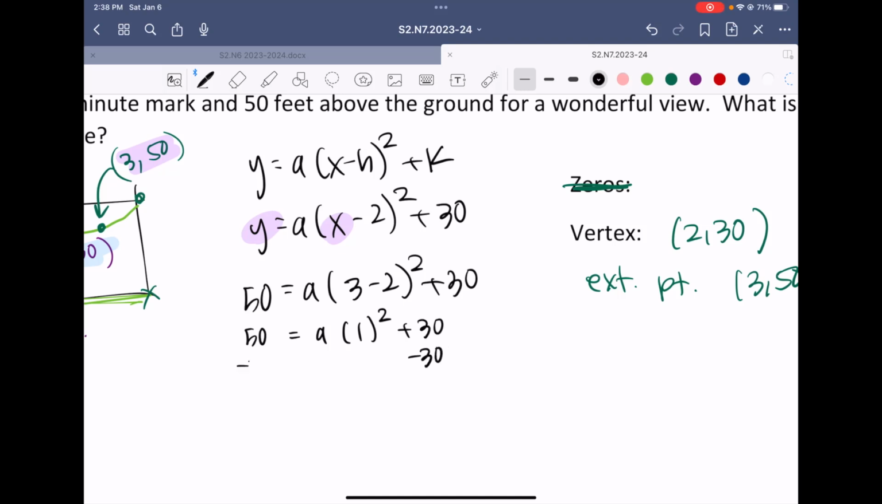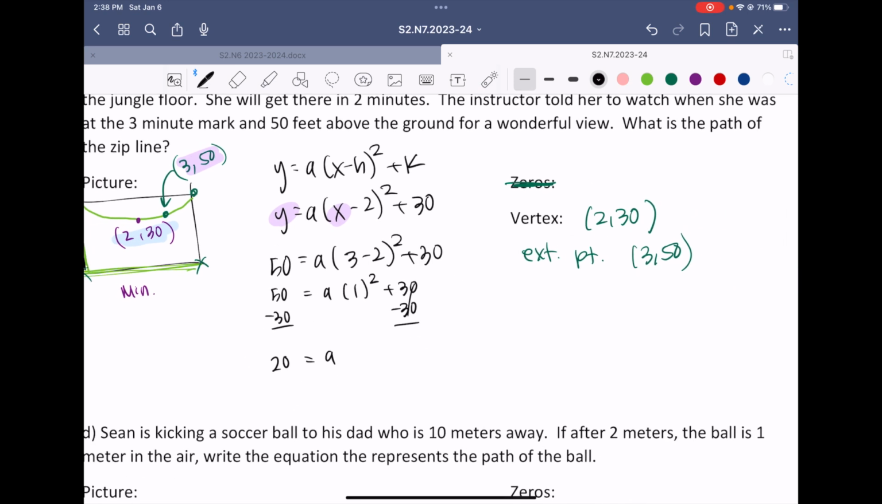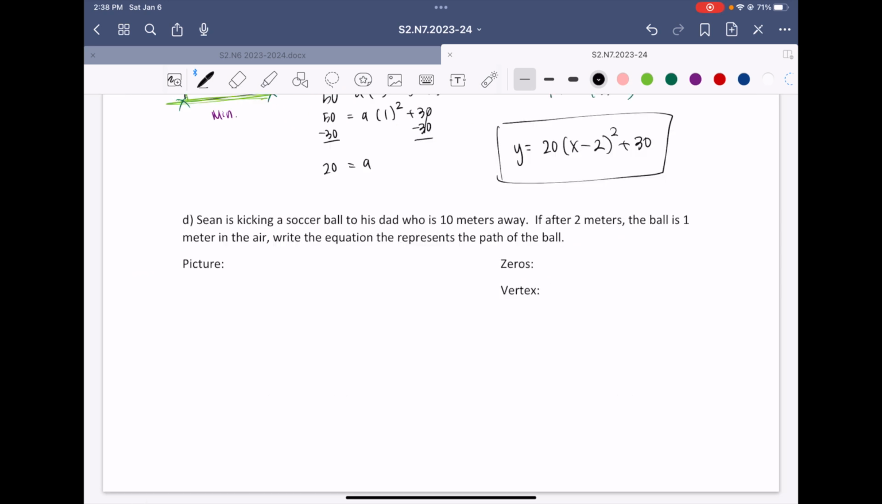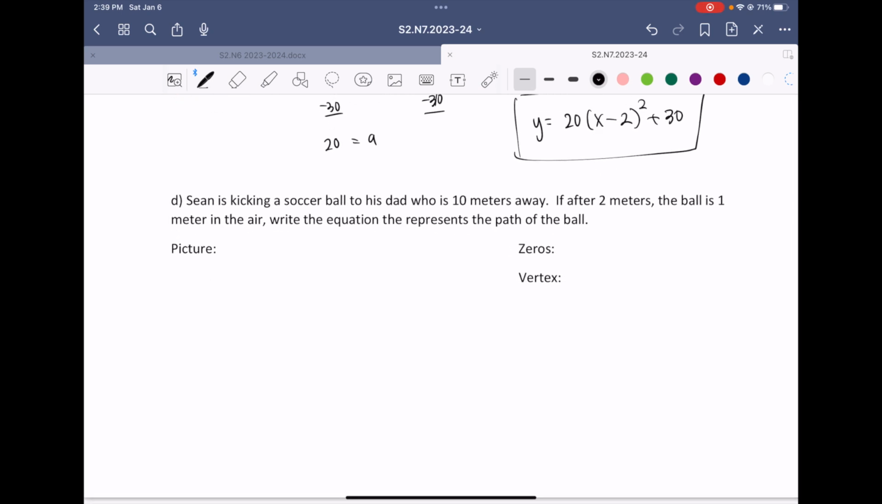Let's subtract the 30. So 20 equals A times 1. So 20 equals A. That seems really skinny. That's okay. Y equals 20 times x minus 2 squared plus 30 would be the equation that maps Millie's travel on the zip line. Why don't you pause it, see how far you can get, draw the picture, and let's see how you do. Come back when you're ready.